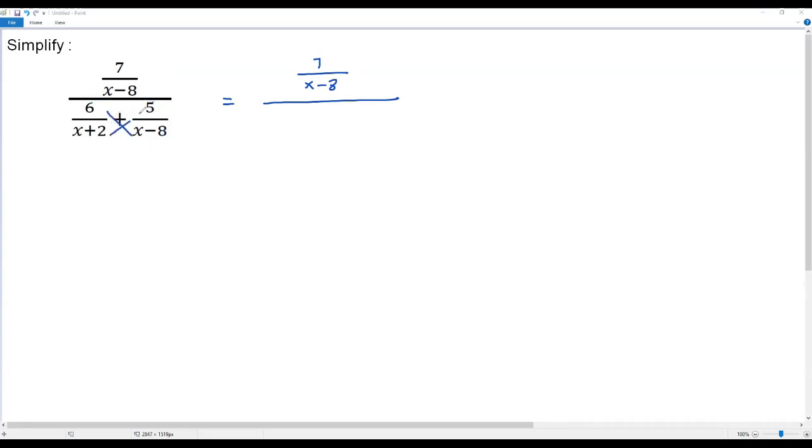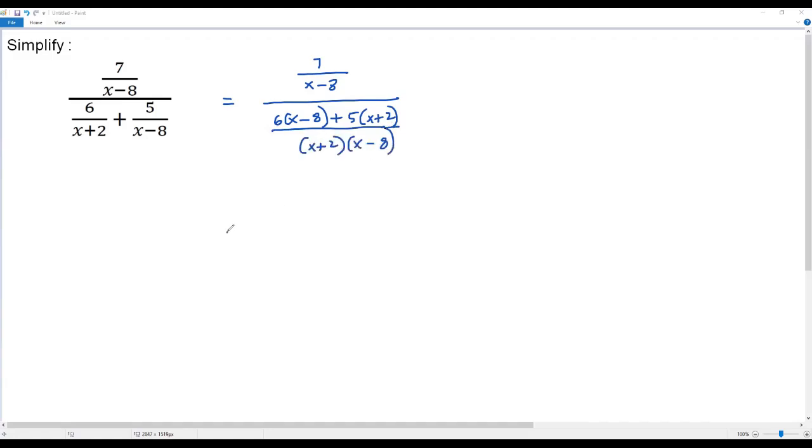Cross multiplication means the numerator 6 has to be multiplied by this denominator, and this numerator 5 has to be multiplied by this denominator. So finally we have to multiply the two denominators. Let me do it. 6 times x negative 8 positive 5 times x positive 2. Now I have to multiply the two denominators, that is x positive 2 times x negative 8.